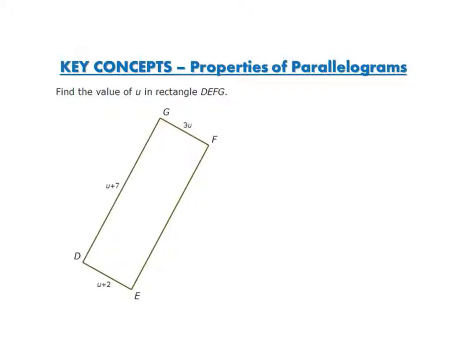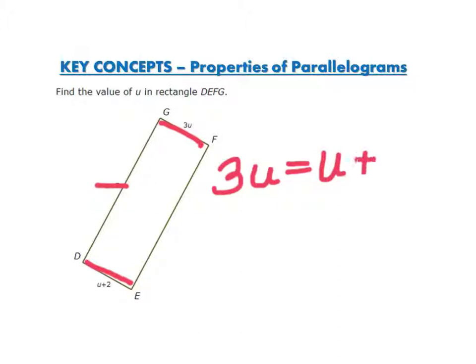This first problem asks us to find the value of U in the rectangle DEFG. So because opposite sides are the same, I know that this side and this side are exactly the same, so I don't even need to look at that number. So I'm going to put 3U equals U plus 2, and I'm making them equal because I know that they're congruent. So I'm going to first subtract U, 1U from both sides.